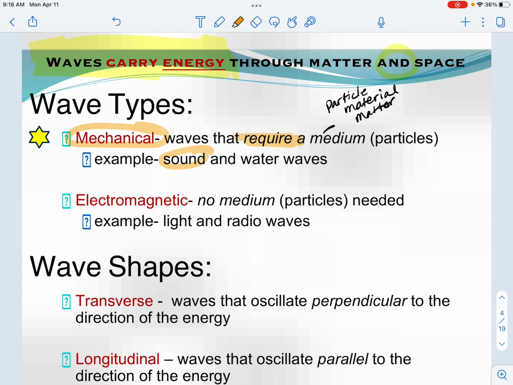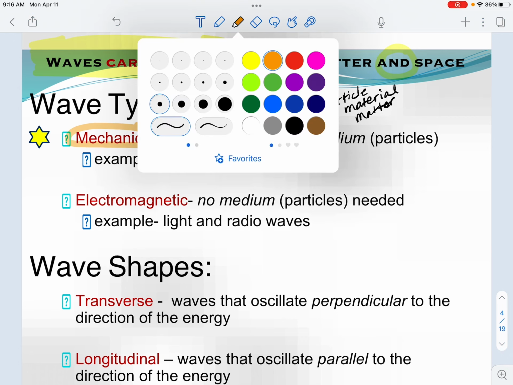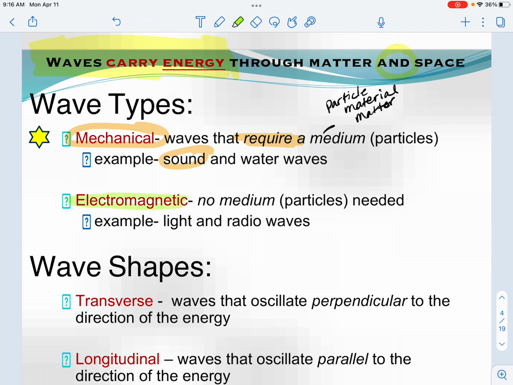So we're going to come back and we're going to talk about sound in a couple more lessons, specifically because sound waves happen because atoms are being vibrated or oscillated. Electromagnetic waves are different because these waves do not require a medium. So when we say no medium needed, that means that if we were to remove all of the molecules, if we were in outer space, if we were in a vacuum, right, no particles.